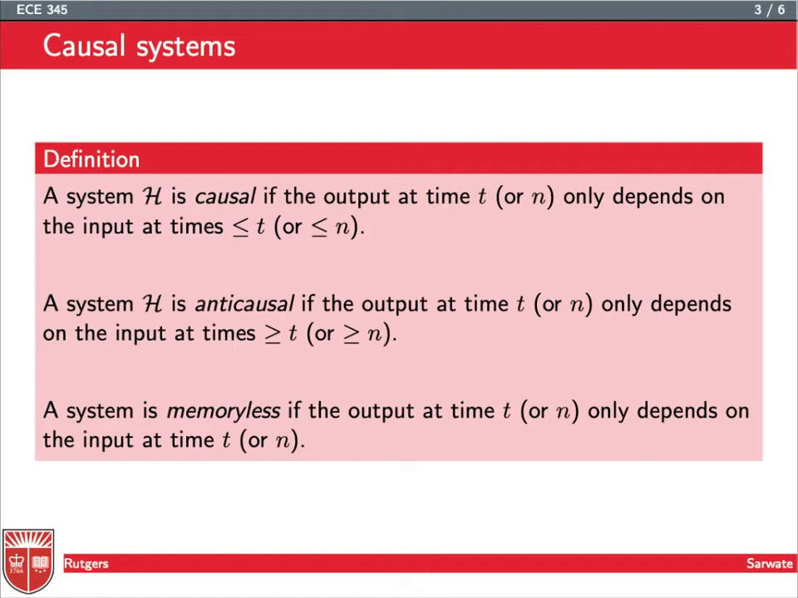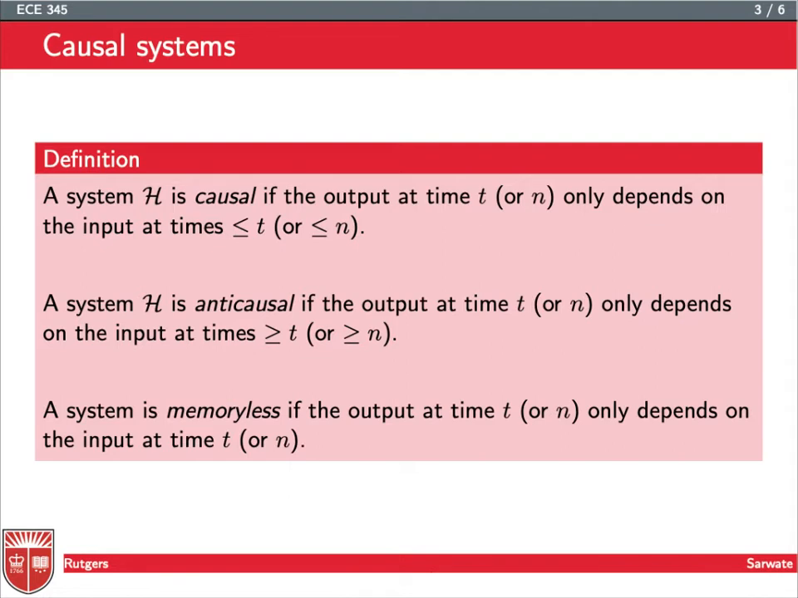System H is causal if the output at time t, or time n if we're talking about discrete time signals, only depends on the input at times smaller than or equal to t. So basically, if it depends on the current or past, that's a causal system. The system is anti-causal if it depends on the current or future. So if it depends on times greater than or equal to t, or greater than or equal to n, the output at time t or at n.